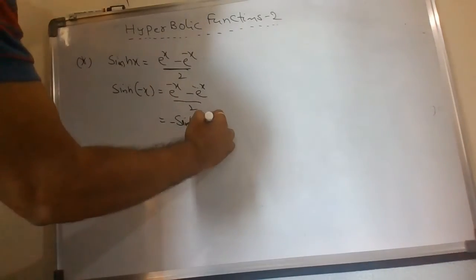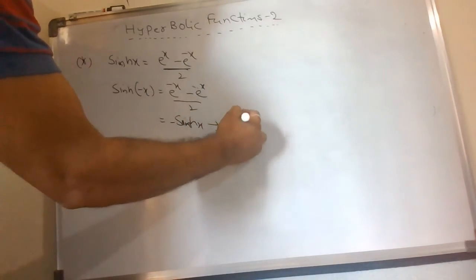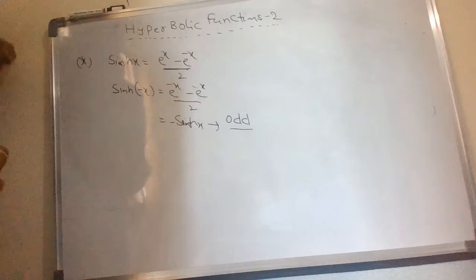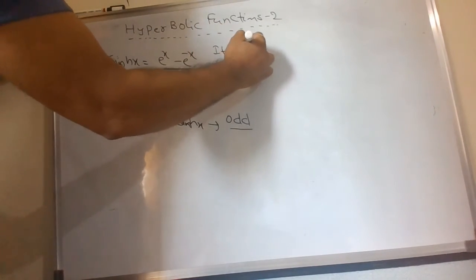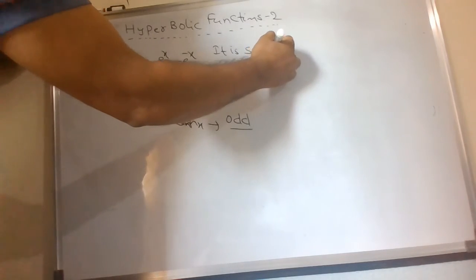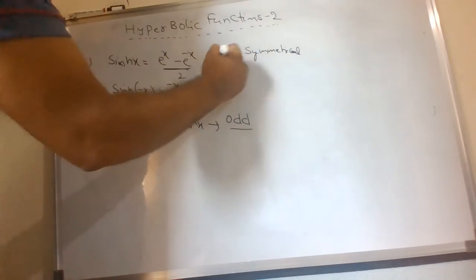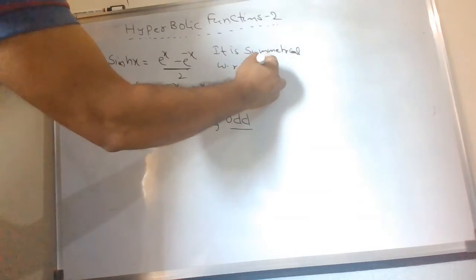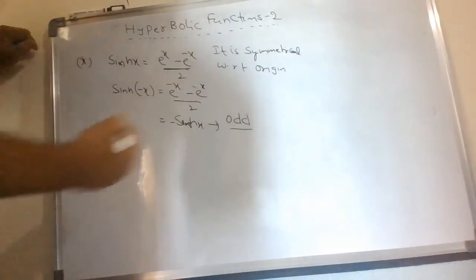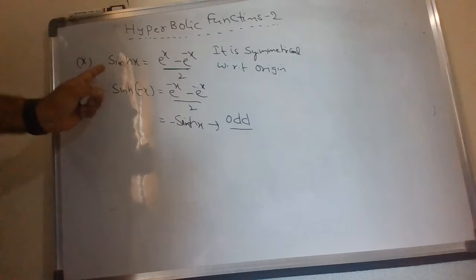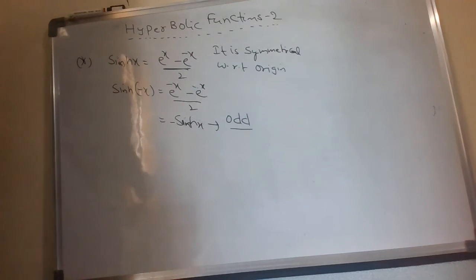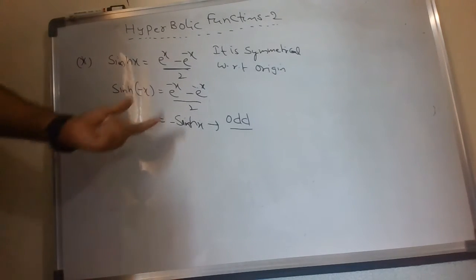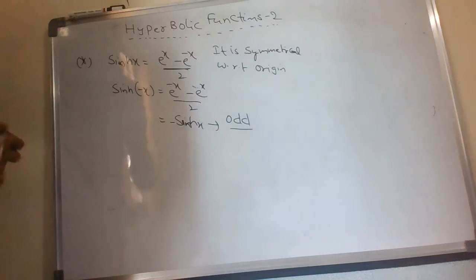So the function is said to be an odd function. One thing is clear here: the function is odd. If the function is odd, it is symmetric with respect to the origin. The graph is symmetric about the origin. So that was the first definition of the sine hyperbolic function, and checking whether it is an even function or an odd function. Clearly the function is odd, and an odd function is symmetric about the origin.